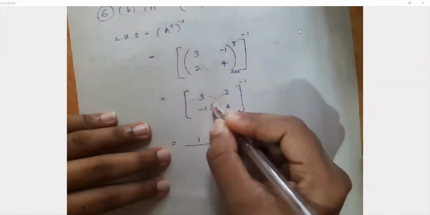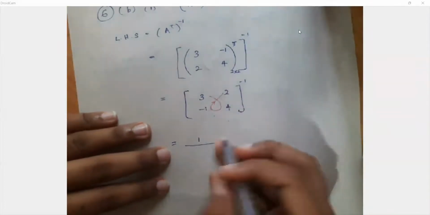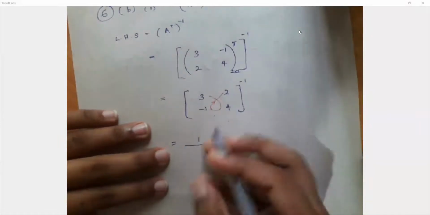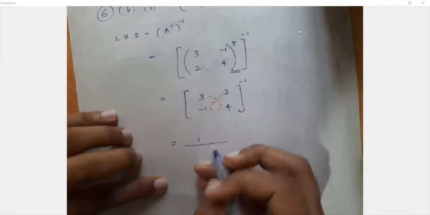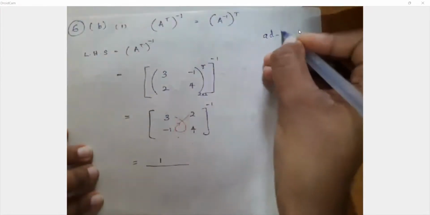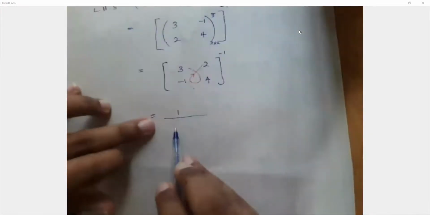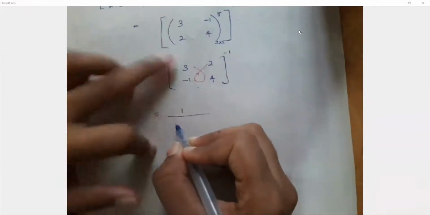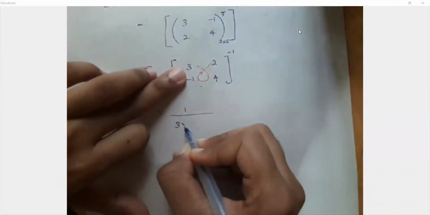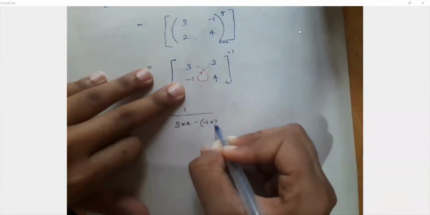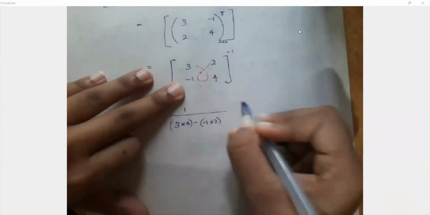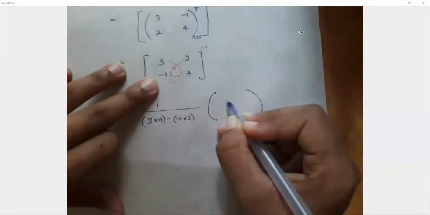Inverse now. Now we have to find the inverse. You don't have to write like this. AD minus BC. Yes, AD minus BC. Shall we write that one here? What is our AD? A into D means 3 into 4. 3 into 4 minus 1 into 2. Okay. Times what is our matrix now?